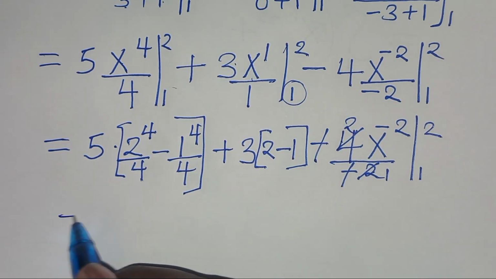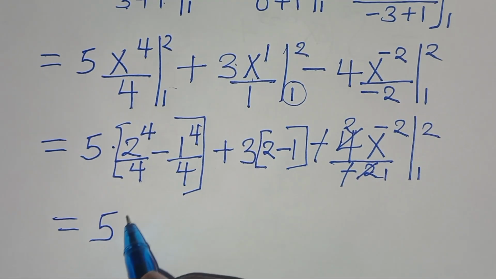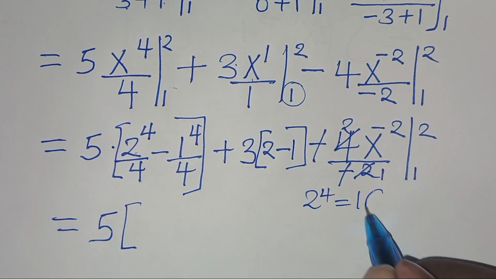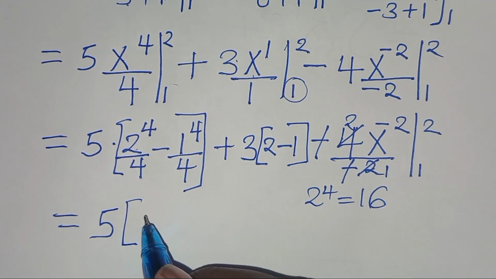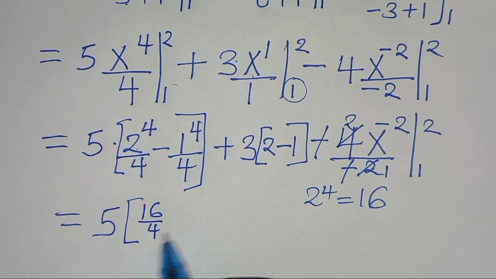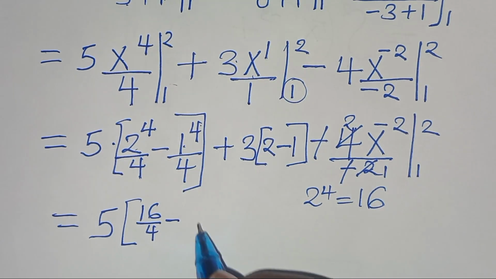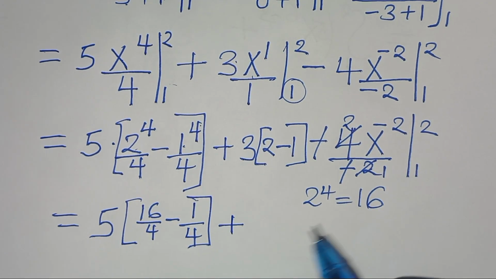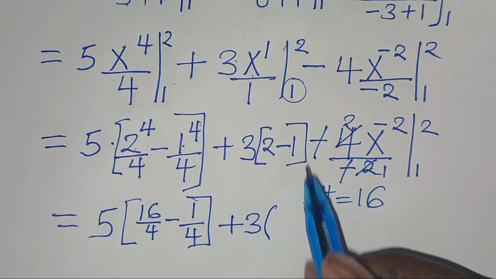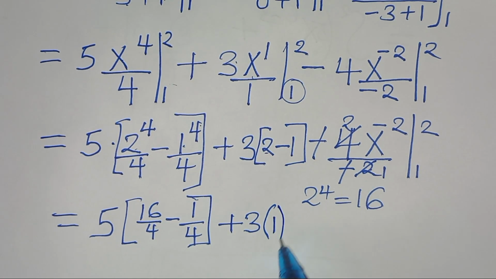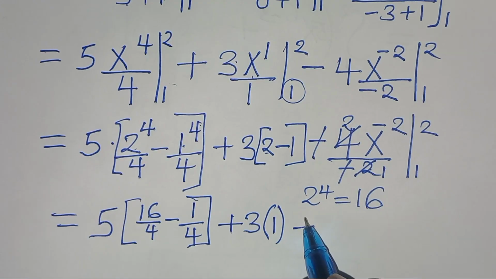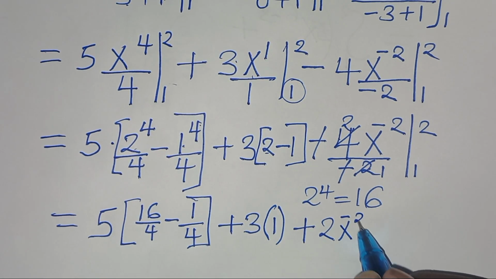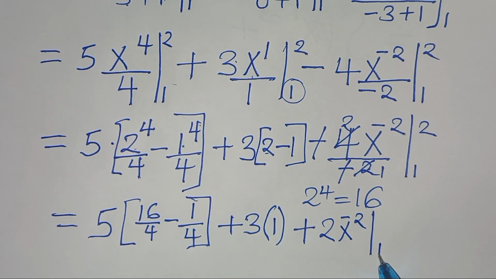So this implies that here we have 5 into the parentheses. 2 to power 4 is equal to 16. So we have here 16 over 4. Subtract 1 to power 4, this is 1 over 4. Close the bracket there. And then plus 3 into the parentheses, 2 minus 1, this is 1. And then plus 2 x to power minus 2, with the limits from 1 to 2.